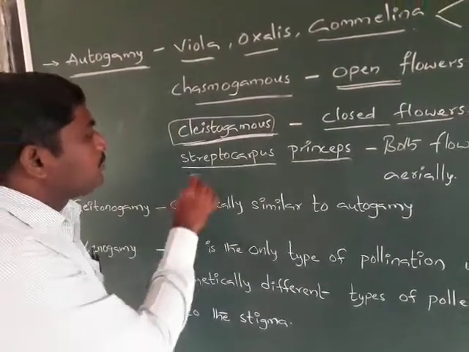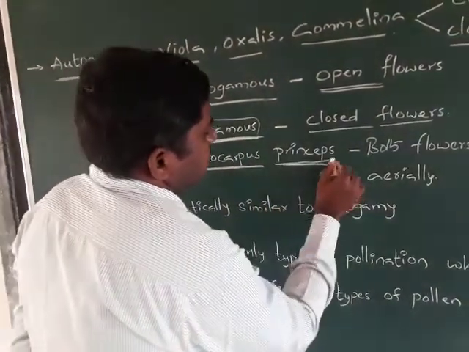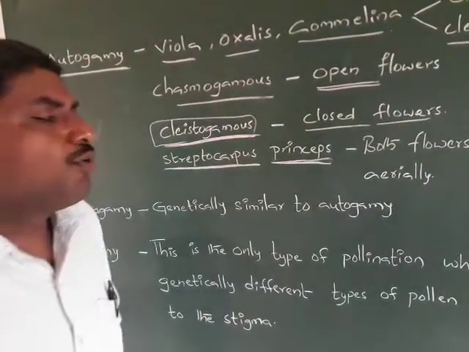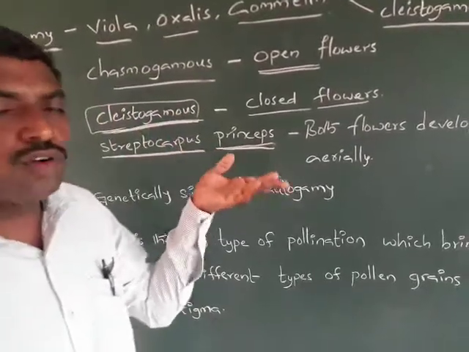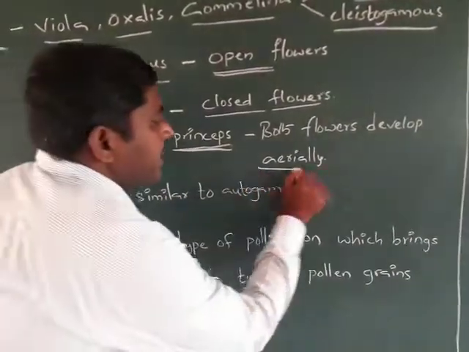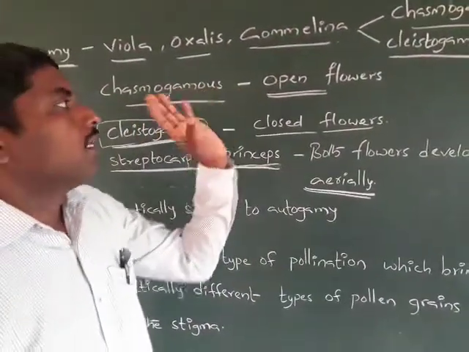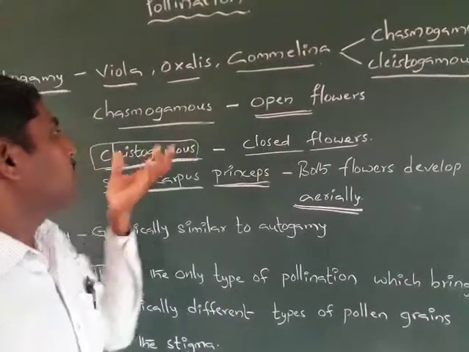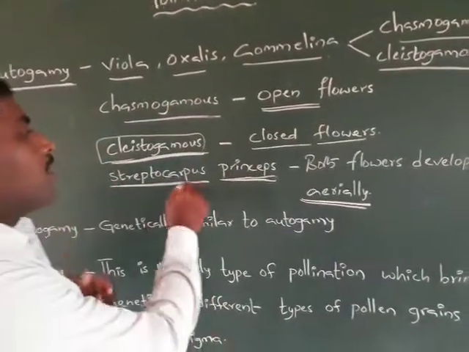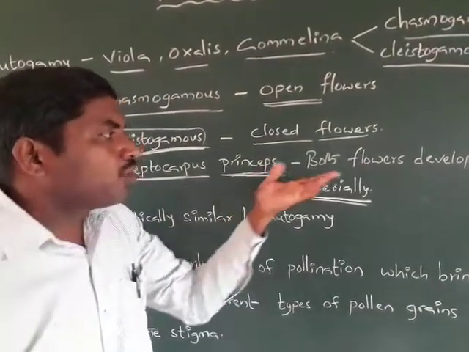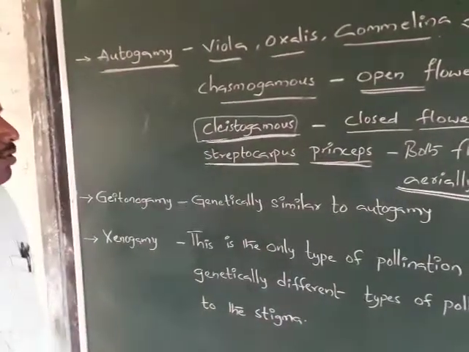Next, in some species like Streptocarpus princeps, both Chasmogamous and Cleistogamous flowers develop aerially. Usually Chasmogamous flowers originate on the aerial part, but Cleistogamous flowers originate in the underground part. But in Streptocarpus princeps, both flowers develop on the aerial part. This is about autogamy.